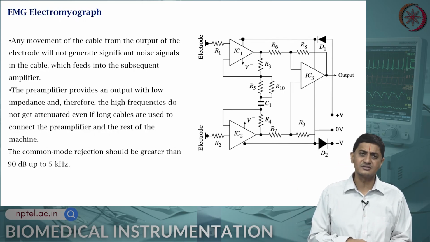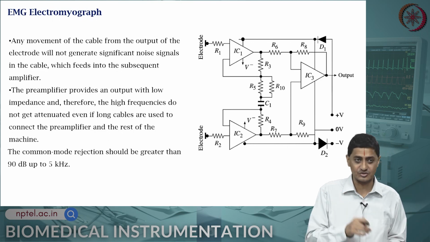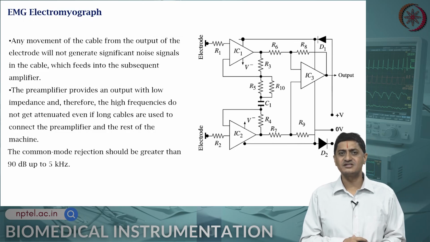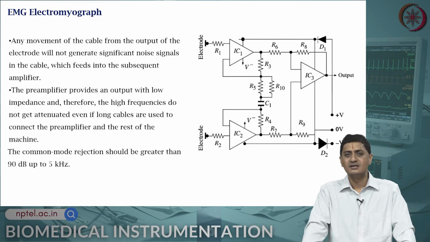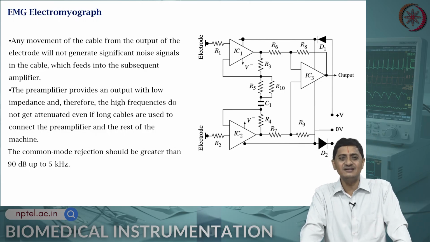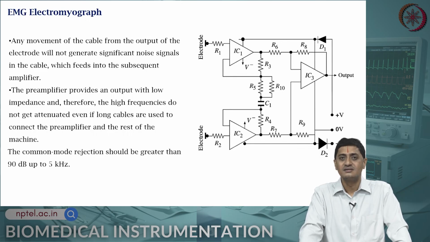This is why it is important to place this amplifier very close to the participant or perhaps on the electrode. This preamp essentially provides output with low impedance, and therefore high frequencies will not get attenuated even if relatively long cables are used to connect the preamp and the rest of this. So, very important, because high frequencies should not get attenuated because EMG does have high frequencies.